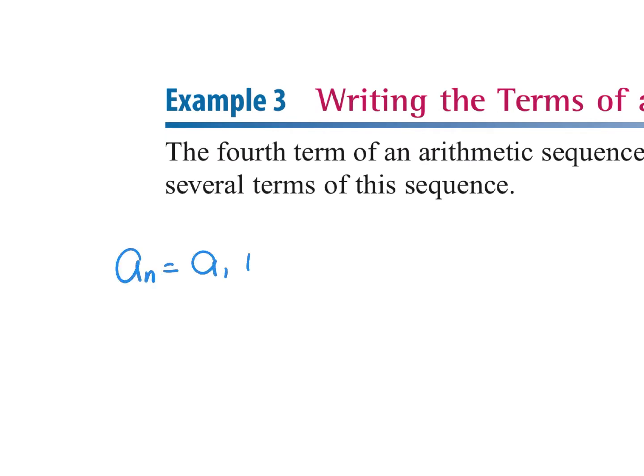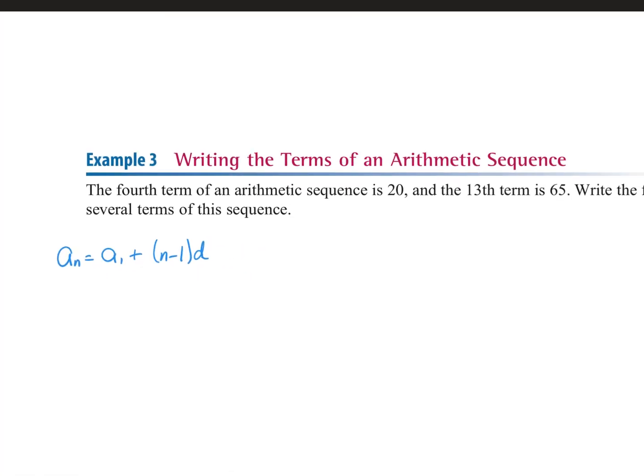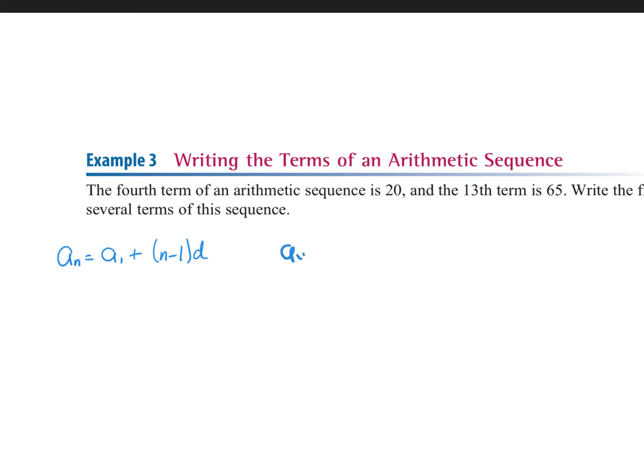So I know my rule. I need the first term and I need the common difference, right? Those are two things we need. So what did they tell us? They told us that the fourth term is 20, correct? And they told us that the 13th term is 65. You guys agree with me? All right, so how can I figure out what the first term is and how can I figure out what the common difference is?